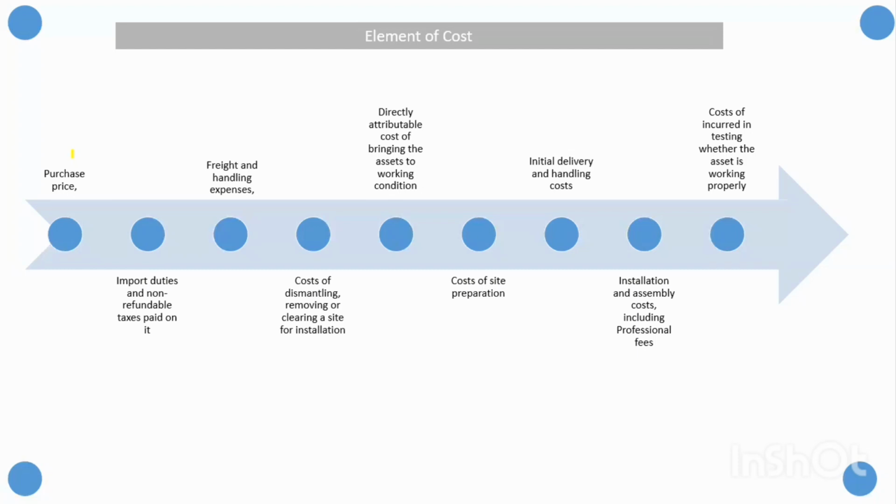Initial operating losses, cost of relocating or reorganizing an asset, relocating an asset. Interest on deferred charge. Interest on deferred charge means that you bought an asset and you are not going to pay for the asset upfront. The payment is deferred to a further date. There may be interest implication on this. That interest for deferring payments should not form part of the cost of an asset at initial recognition.